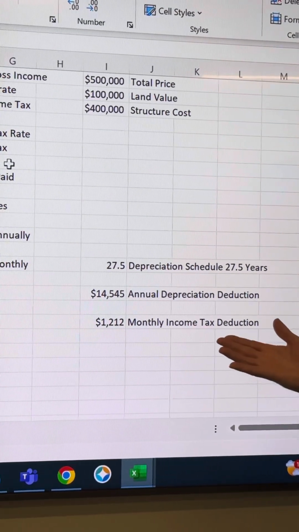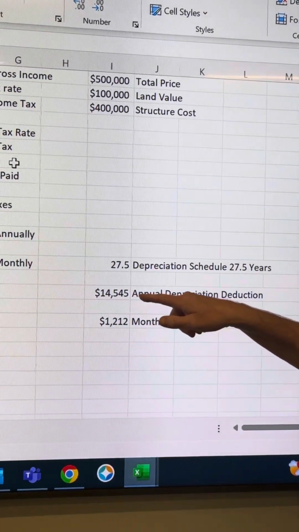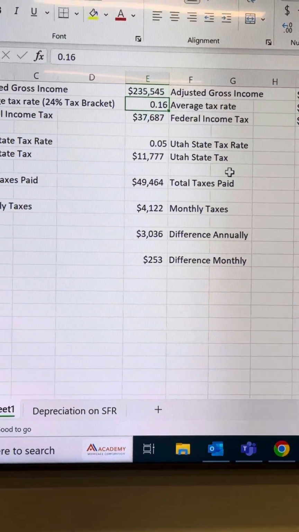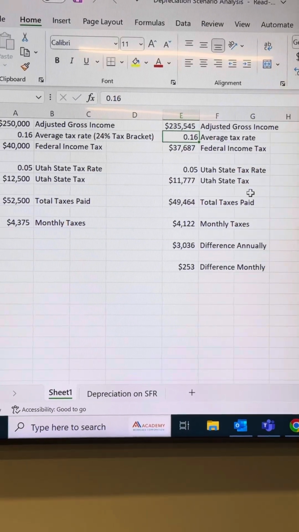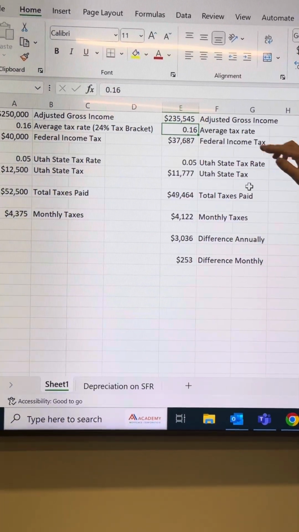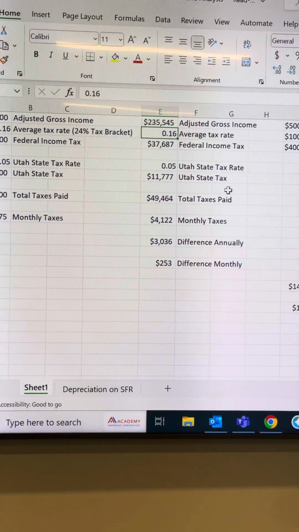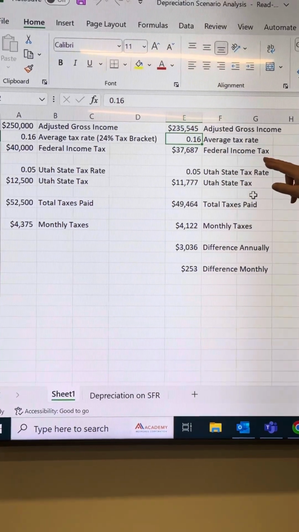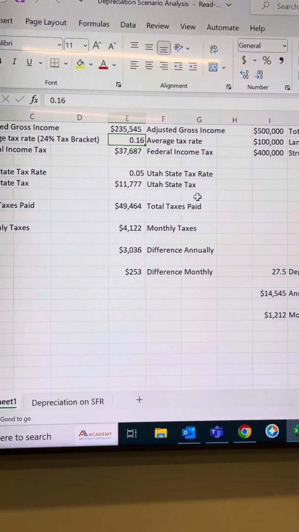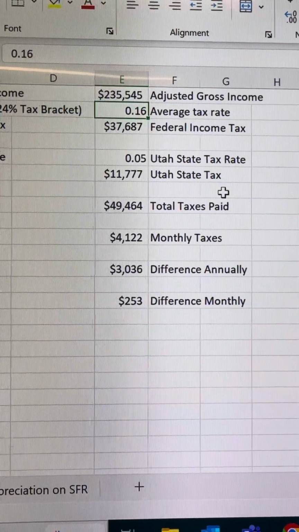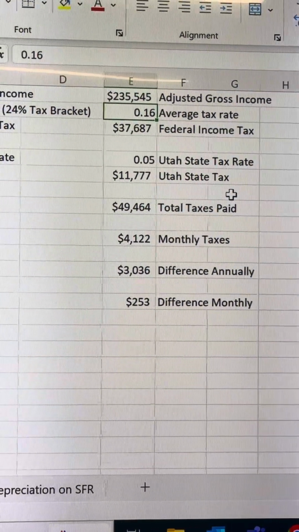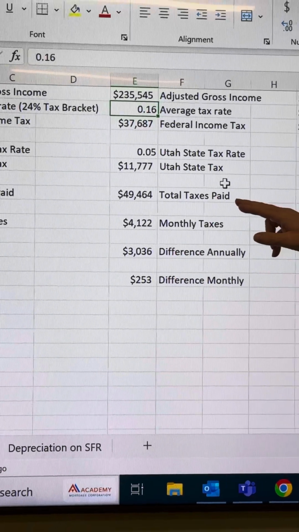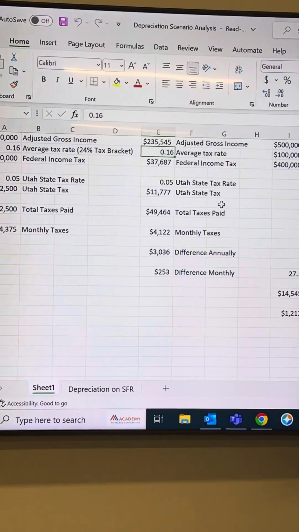So how a deduction works is you would take that $14,545, and now I've put the side-by-side back up here. If you took the $250,000 household income that family had made and deducted the $14,545, that lowers the adjusted gross income down to $235,545. I'm still just going to use that average tax rate of 16%, so that would have lowered their federal income tax bill to $37,687. The Utah state income tax at 5% would have dropped down to $11,077. So adding the two together in total would have lowered their tax bill down to $49,464 for the year.